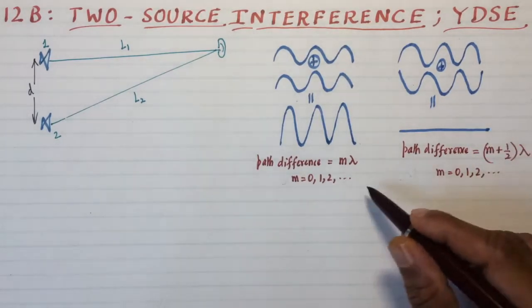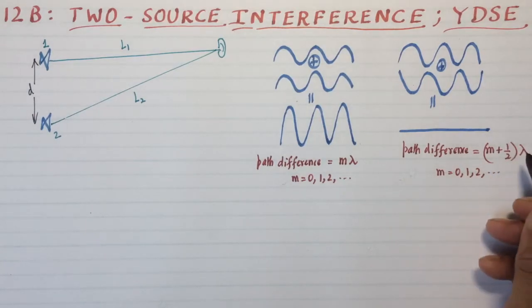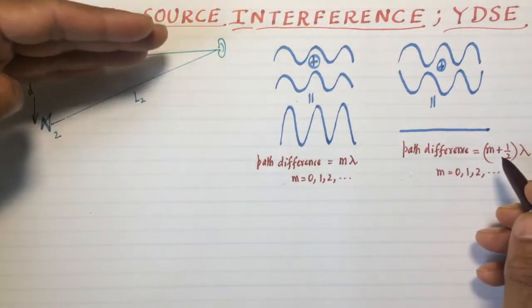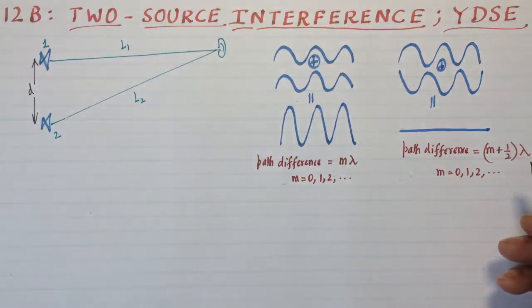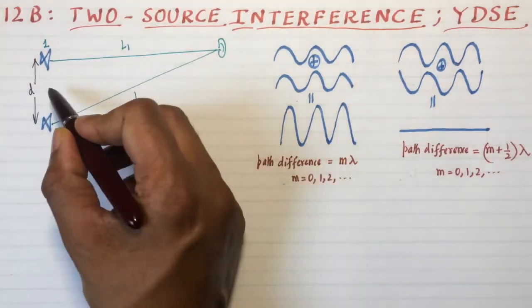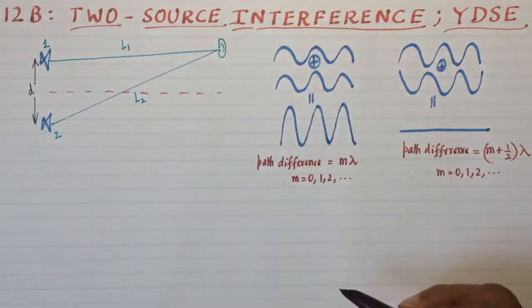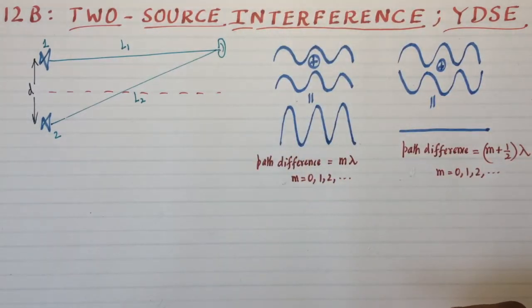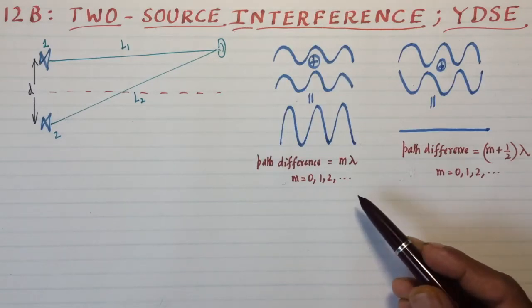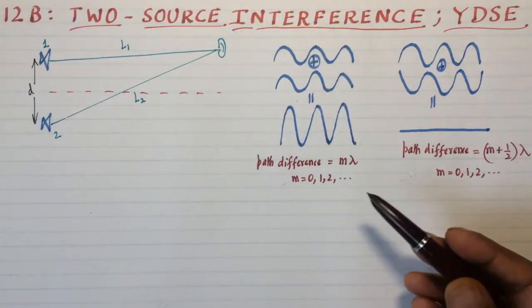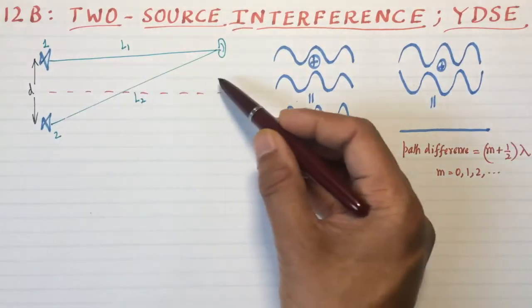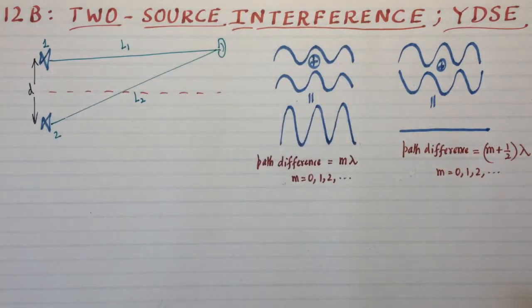M being negative is also allowed, but I'll just stick to positive m, that is on this side. M negative would be on this side. So I'll stick to positive m, which would be on that side, the upside of the middle line. Okay, so m equals 0 would be the happiest situation where you have these two waves coming right in the middle and giving you a loud sound.